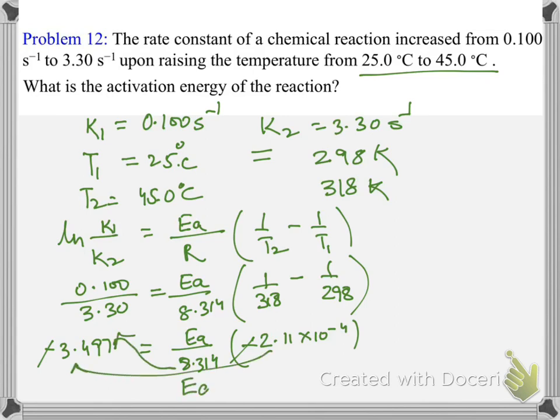Your EA should come out 138,000 joules per mole. Why? Because R, you are taking as 8.314 joule per Kelvin mole. But if I have this number, it is good to write it down in kilojoules. So at the end, just write down 138 kilojoule per mole.